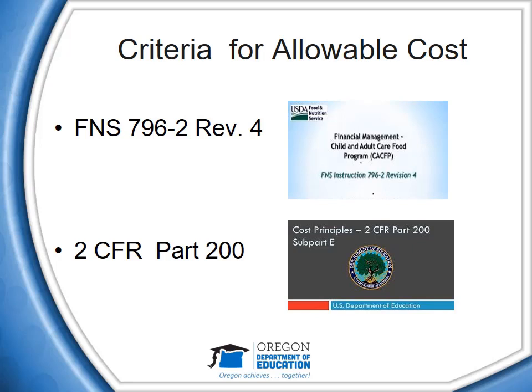2 CFR Part 200 is referred to as the Uniform Grant Guidance. It is not specific to the CACFP. It applies to all public and nonprofit organizations who receive federal awards. It contains the administrative requirements and cost principles which are required for the management of federal funds.